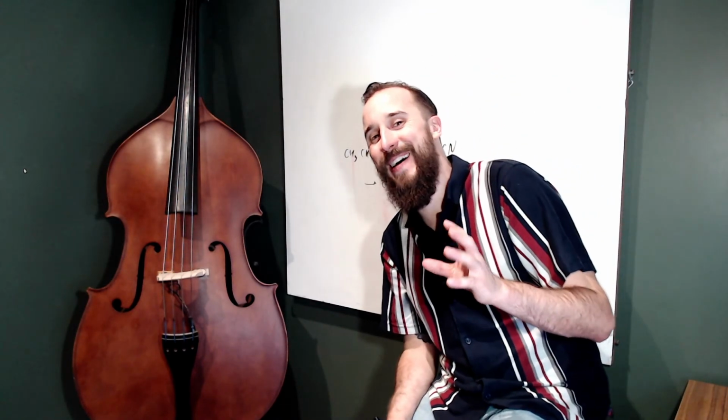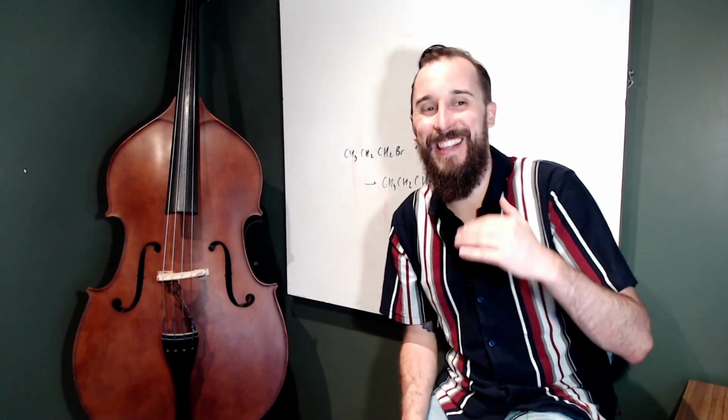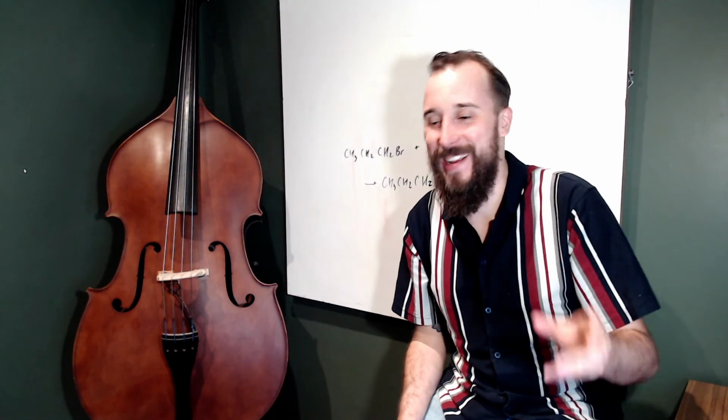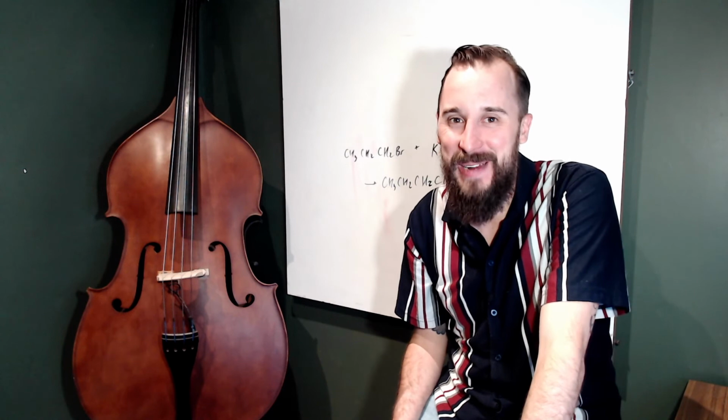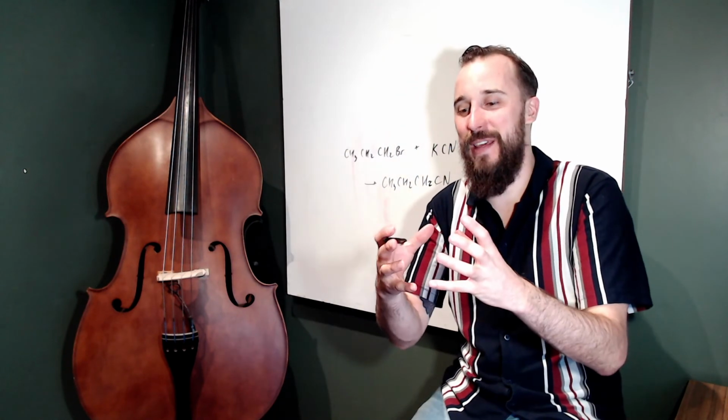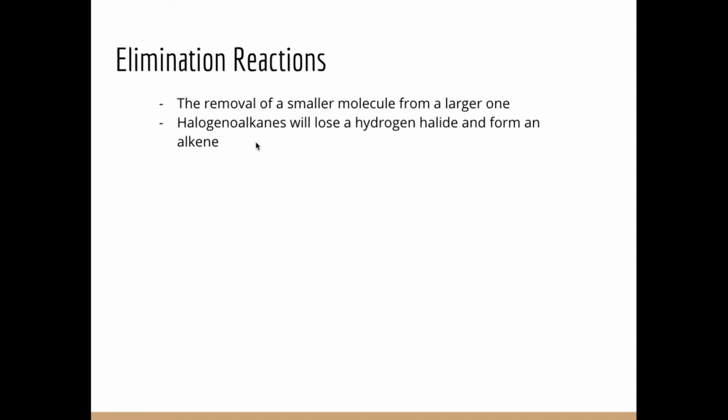Just to say one more time, we'll be looking in depth at the different kinds of mechanisms they can undergo in the next lesson. Let's focus now on elimination reactions, where we're taking something and we are eliminating. As opposed to substituting, we are eliminating. The removal of a smaller molecule from a larger one. Halogenoalkanes will lose a hydrogen halide and form an alkene. Use an ethanolic solution of sodium hydroxide, so sodium hydroxide in ethanol.